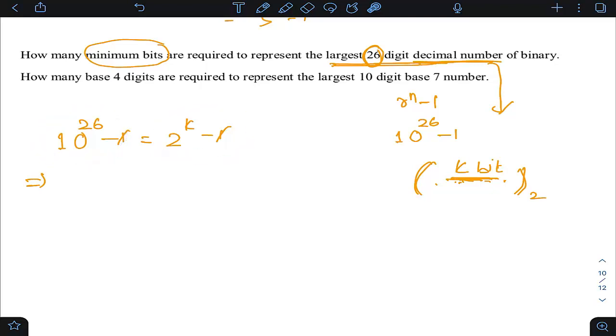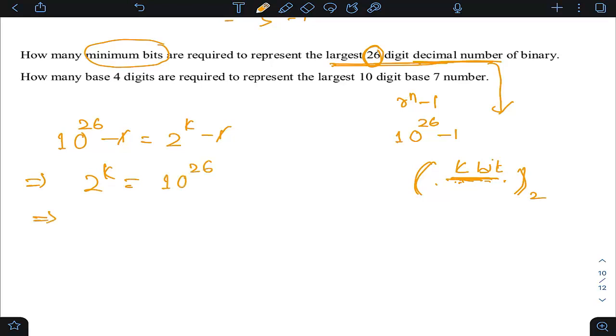So what this is telling? This is telling the largest number that can be represented using k bits in base 2 number system. And this is what I am equating to 10 to the power 26, because I have to reach this quantity. What value of k should I take so that this will be equal to this? So that means 2 power k is equal to 10 to the power 26.